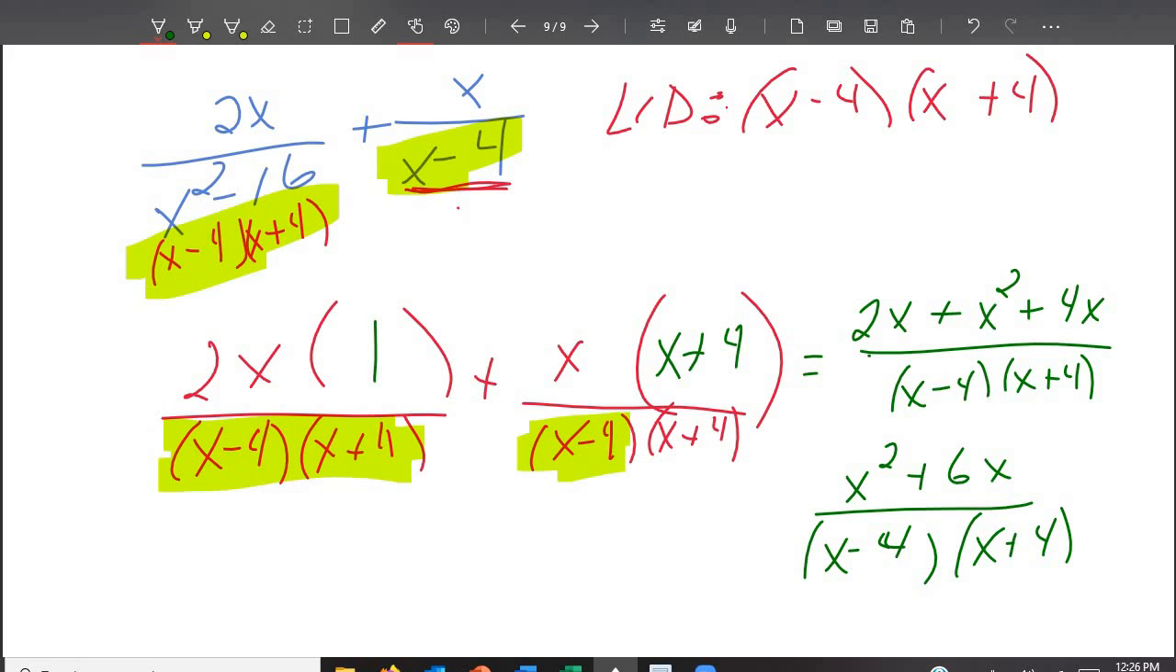Okay, let's do some more where we have to factor. A lot of these are going to be, you're going to have to factor. All right, let me find some good ones to do here. Oh, I'm not finding any good ones, y'all. All right, we'll do this.